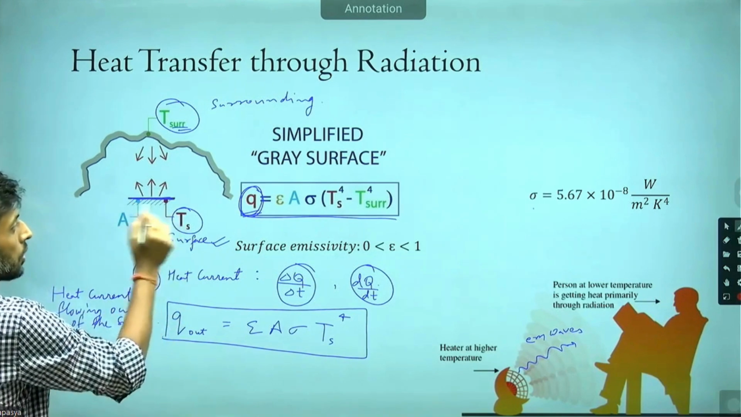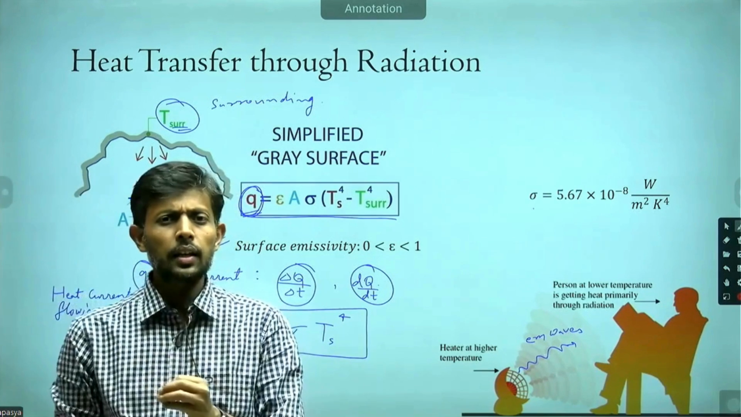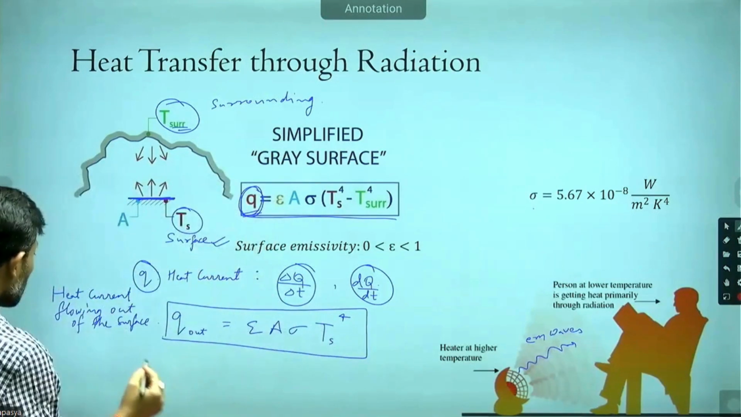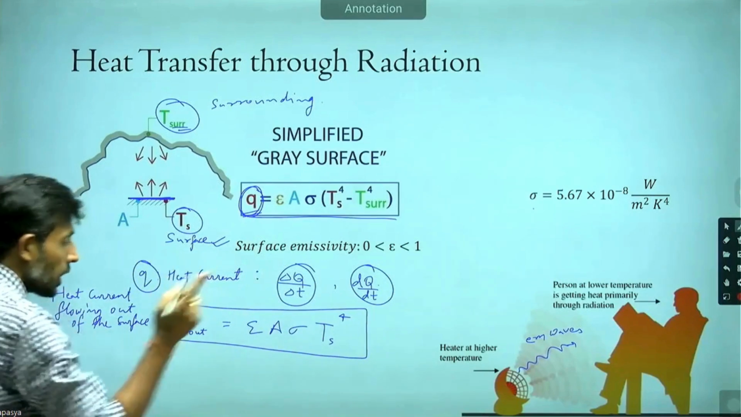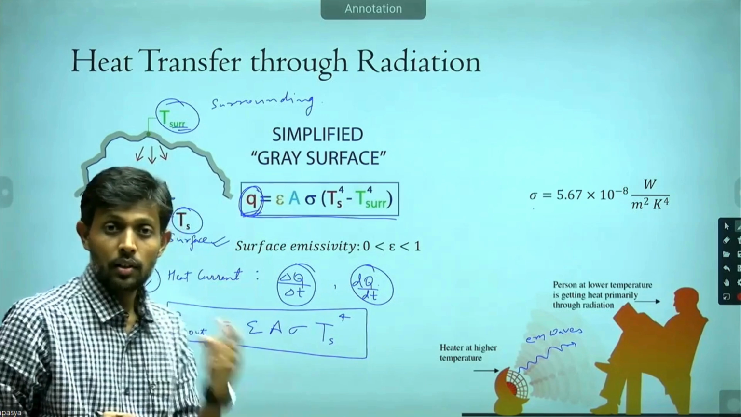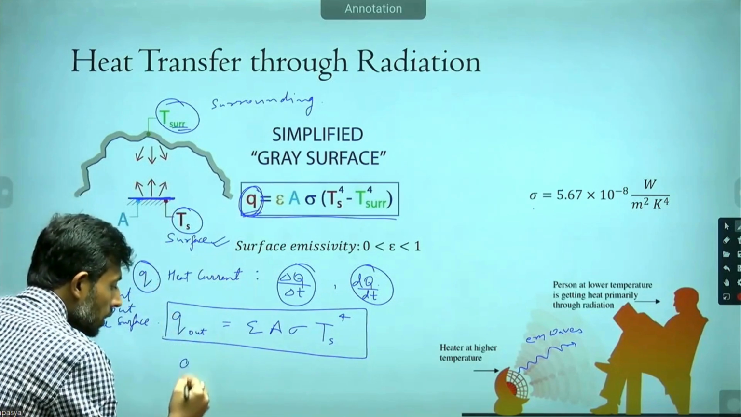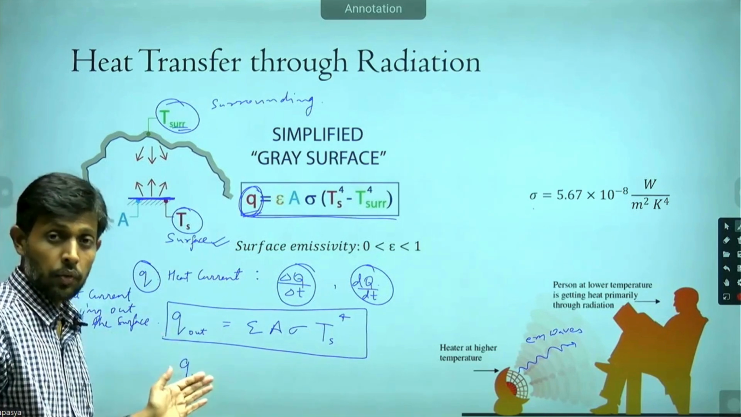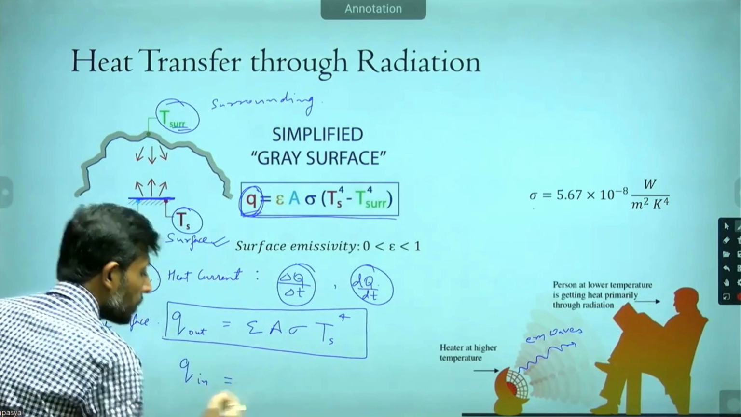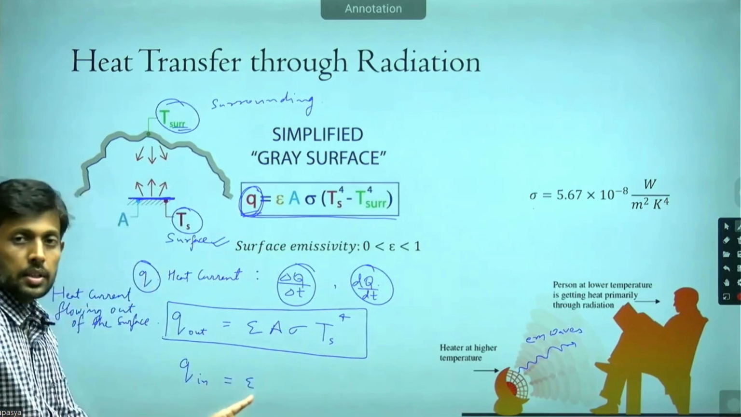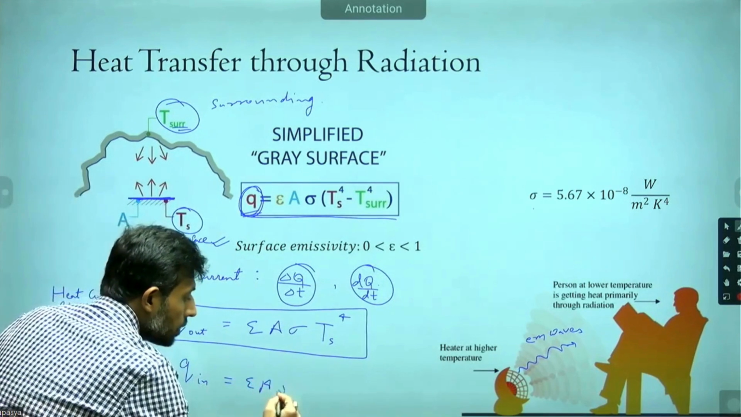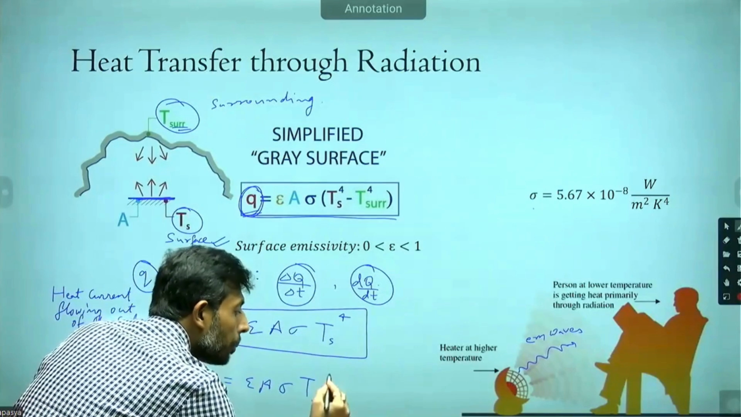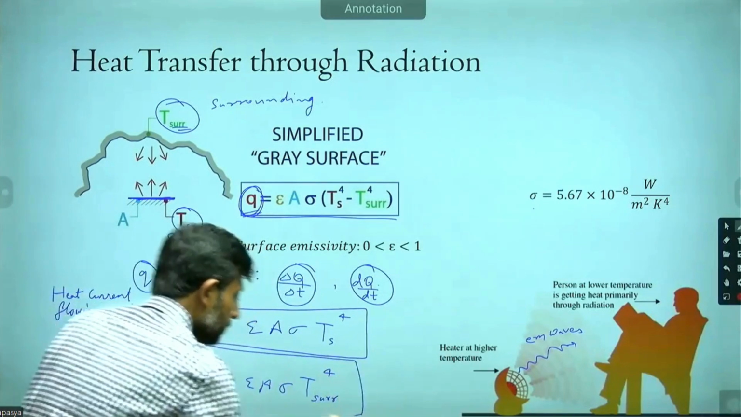Remember, this is our surface in question, okay? And what is the heat being absorbed by it? Or what is the heat current inflow? Heat current flowing into the surface. Now that would depend on the surrounding temperature, not the temperature of the surface. So the heat being absorbed by the surface per unit time, which is the heat current coming inside, is epsilon, which is the emissivity of the surface, area, Stefan-Boltzmann constant, temperature of the surrounding this time, but again raised to the power 4.